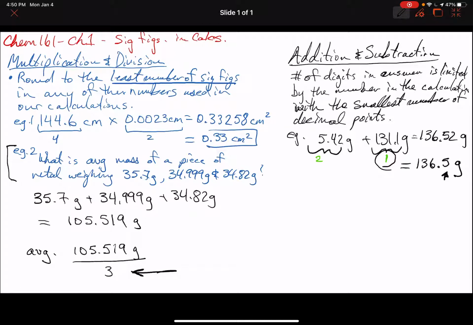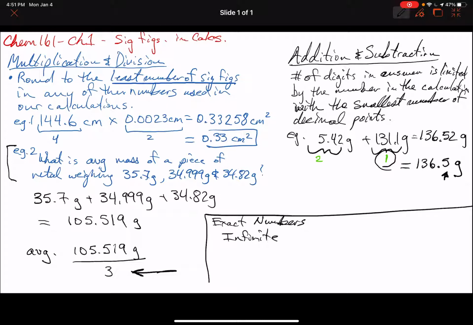So this takes us to our sort of side topic here, which is rules for Sig Figs in whole numbers, so in exact numbers. Okay, so let's talk about those briefly. So these have infinite Sig Figs. Okay, so the 3 in this example, the 3 separate measurements we did, has infinity Sig Figs on it.